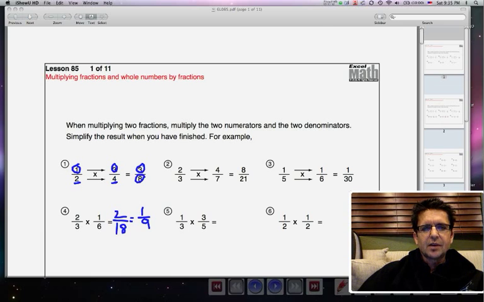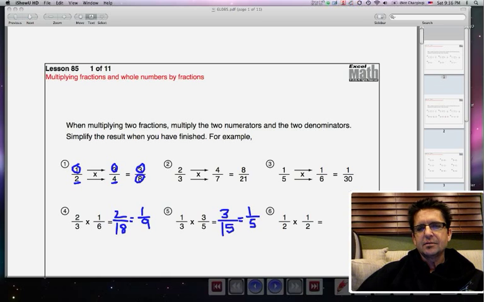Okay, the answer to number 5, 1 times 3 is 3. 3 times 5 is 15. If you left that as your answer, you didn't quite get it right because you can actually reduce this. 3 and 15 can both be divided by 3. So 3 divided by 3 is 1. 15 divided by 3 is 5.